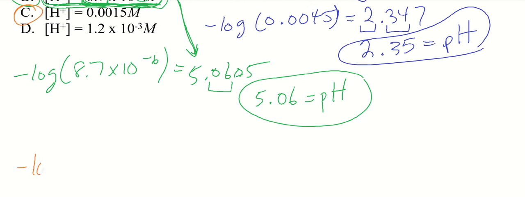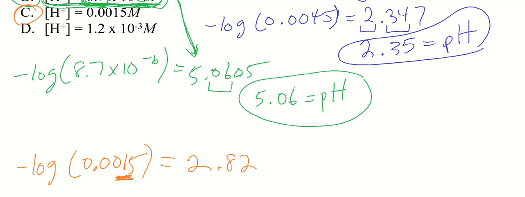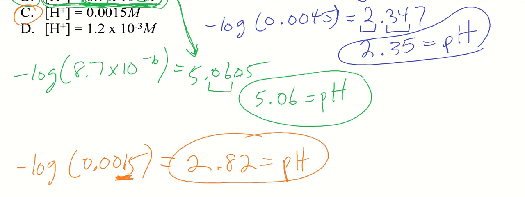Let's punch in negative log of 0.0015. All right, so it's going to be 2.82 is the pH, so this is even more acidic. All right, and if you notice, the pH scale is a logarithmic scale, so this number 5 is roughly twice as large as 2.8. Does that mean there's roughly twice as much hydrogen ions?